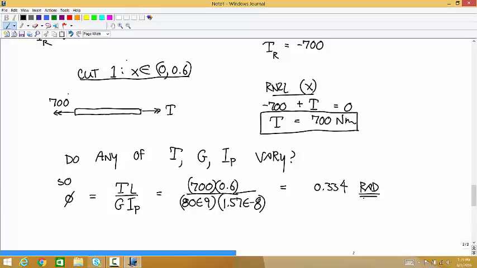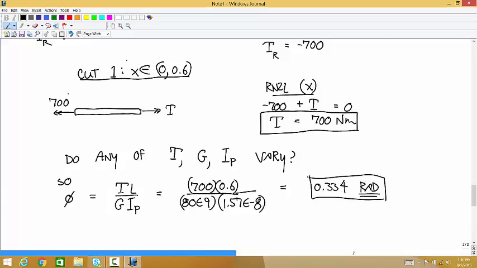Can it vary? Oh, that's a good question. I can't imagine how it could vary continuously, but you could have different members fused together, and so it could change at specific points. But yeah, G is just a material property, and so it's hard to imagine how you could get it to vary continuously or anything like that. Any questions about that?